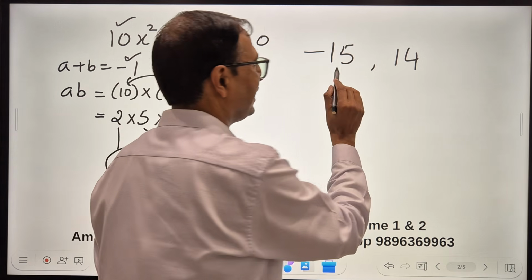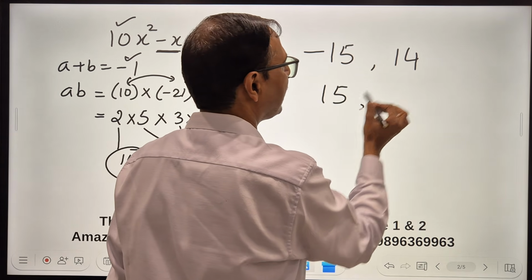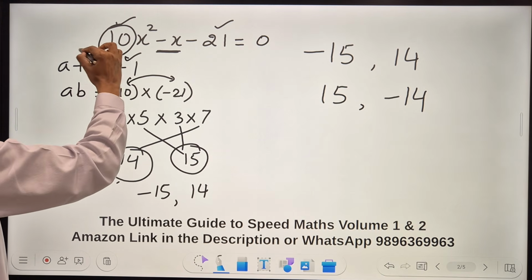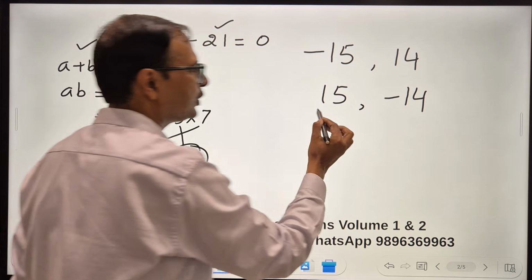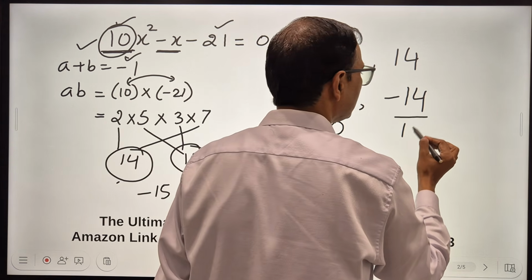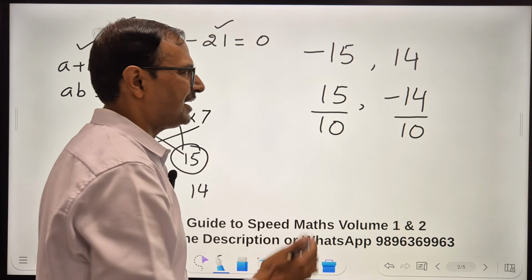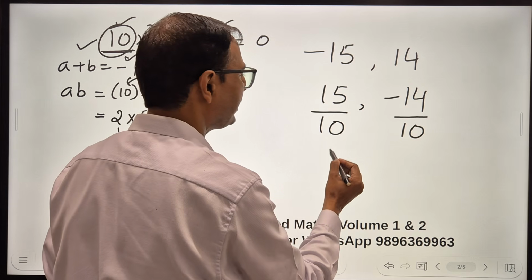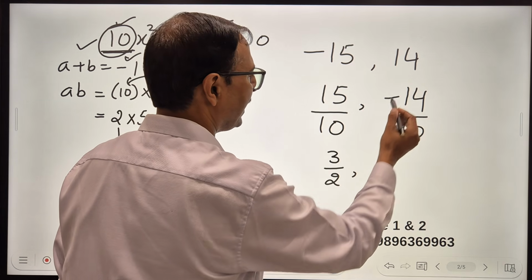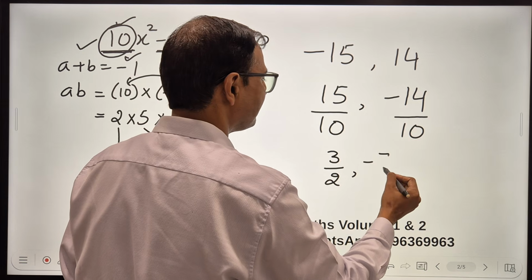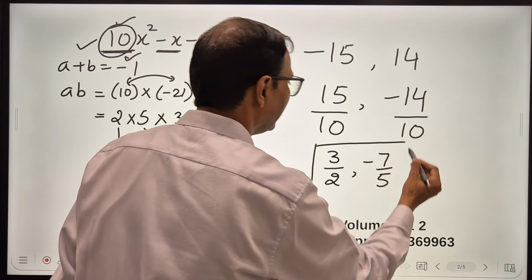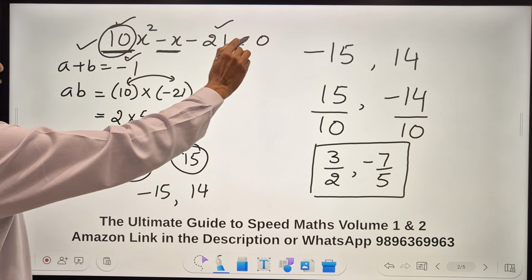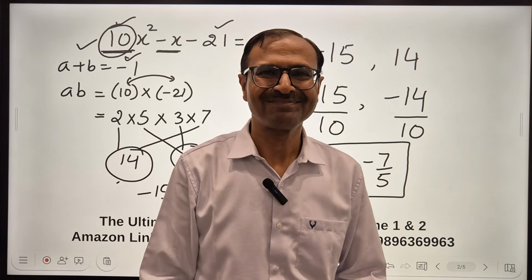Now once you get these middle term split factors, all you have to do next is change the sign. So negative 15 becomes 15 and 14 becomes negative 14, and finally pick up the coefficient of x squared, the 10 here, and put it in the denominator of both these numbers, and simplification will give you the roots of the quadratic equation. So 15 upon 10, 3 upon 2, and minus 14 upon 10, minus 7 upon 5. And there we go. These two are the roots of this huge quadratic equation.